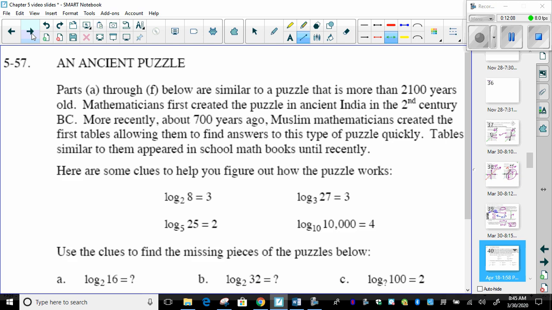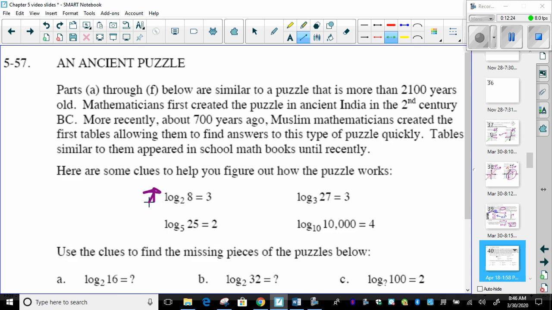So with these 4 clues, they are all true statements. They're equations. So the way this is stated, for this bottom one here, this is log base 2 of 8 equals 3. So that's how it's stated. I want you to think about logically, what does that mean?